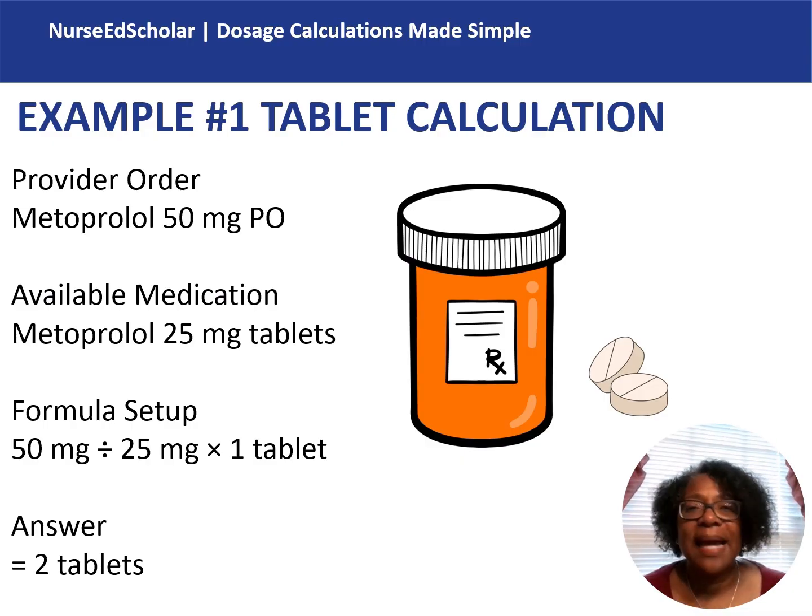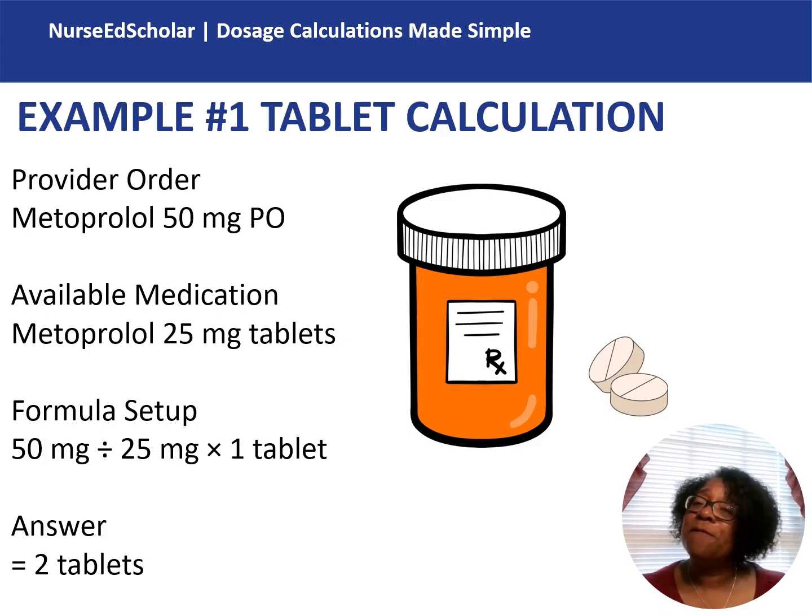And when you look at this, you may say, hey, this is pretty basic. And that's what we're doing. We're going from basic to challenging. Okay, so you have an order for metoprolol, which is used as a beta blocker, so they use that for cardiac patients, 50 milligrams by mouth. But all you have available is metoprolol 25 milligrams tablets. So first you need to ask yourself, how much does the patient need? The patient needs 50 milligrams, but you only have 25. So how much is available? Like I said, 25 in 1 tablet.